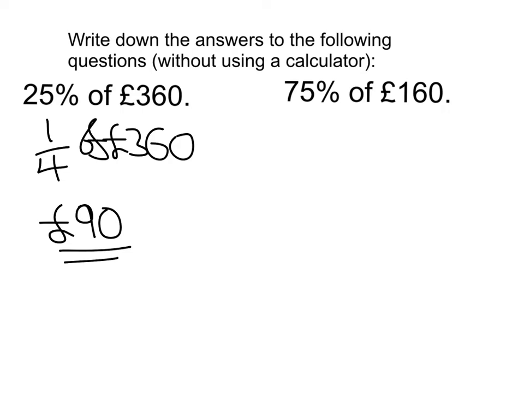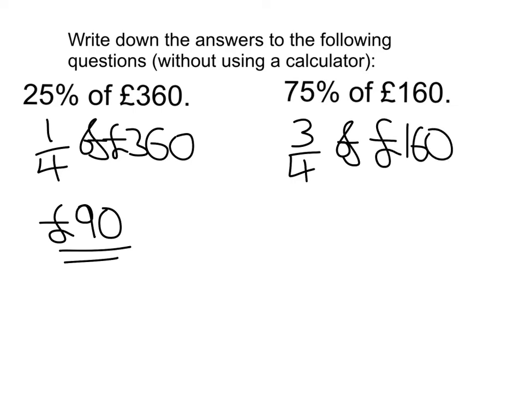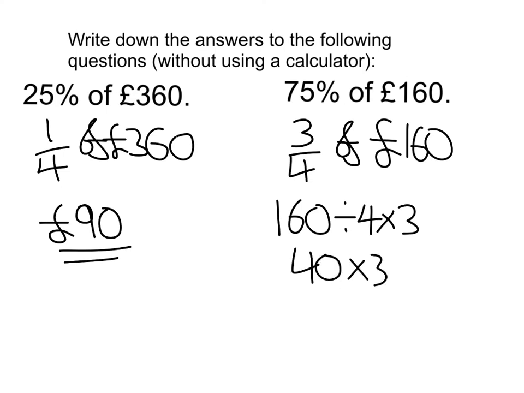The next one, 75% of 160. Well, 75% is 3 quarters. So it wants me to find 3 quarters of £160. So I would divide by the number on the bottom, the denominator, and then times by the number on the top, the numerator. So first, 160 divided by 4 times by 3. So 160 divided by 4 is 40. Times that by 3 is 120. So my answer is £120.